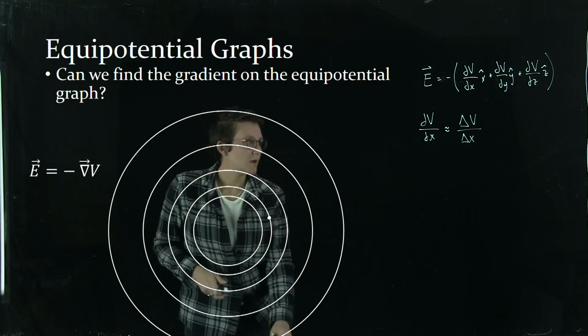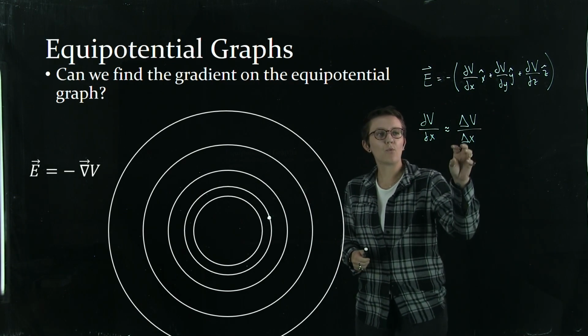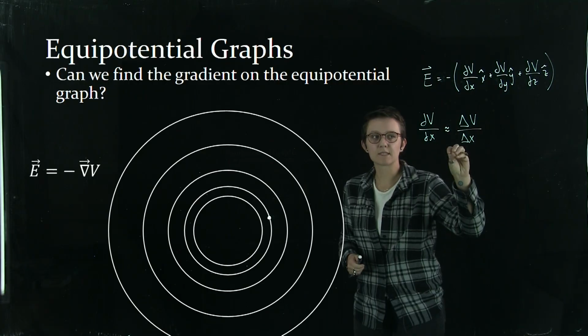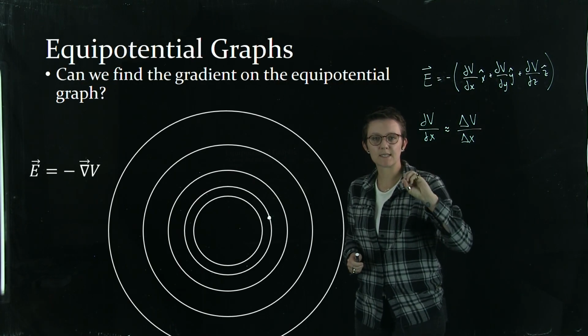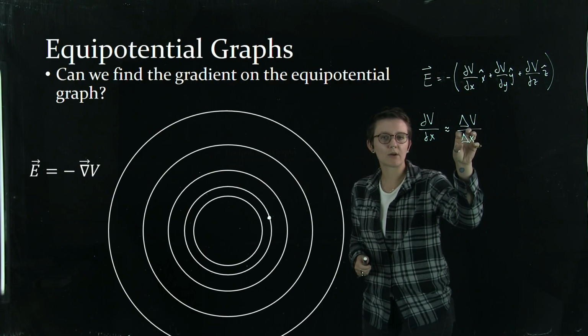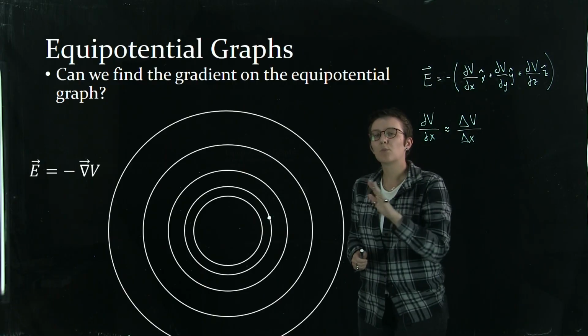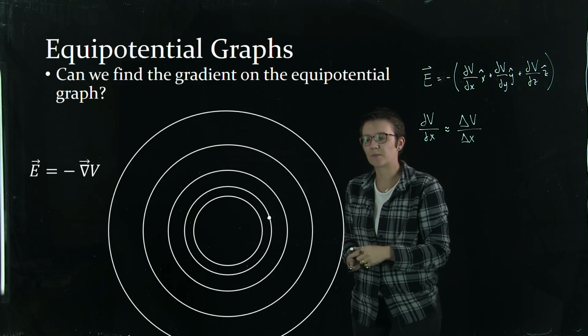The steepest direction is going to be when I can make this the smallest. My delta V is going to stay the same. So really I want to find the direction in which my denominator is going to be the smallest. And for equipotential graphs, that's always going to be perpendicular to your equipotential lines.